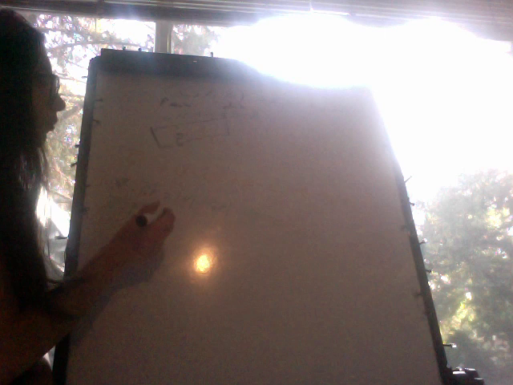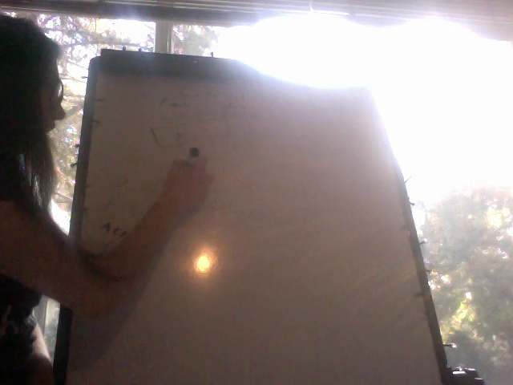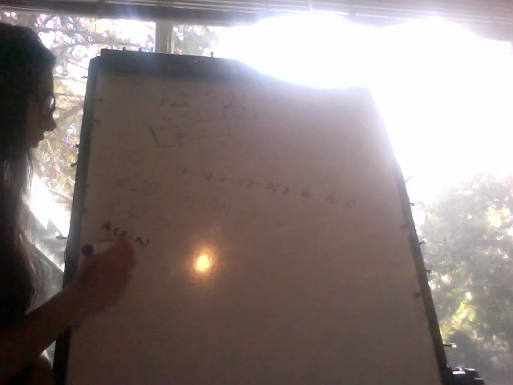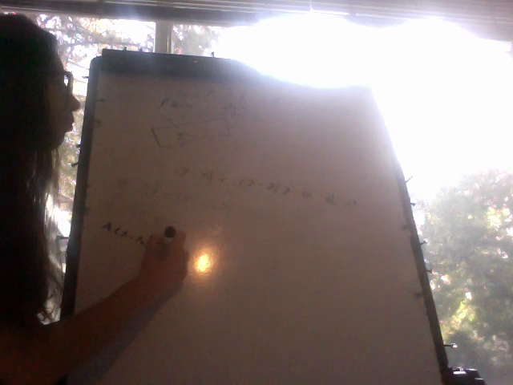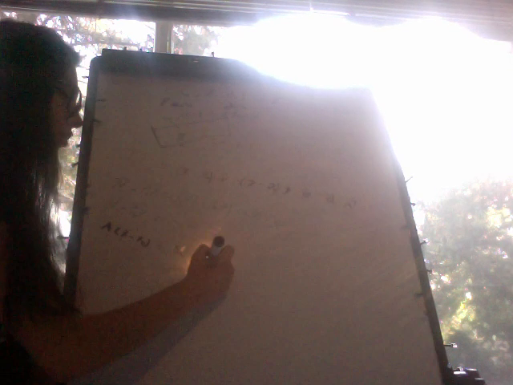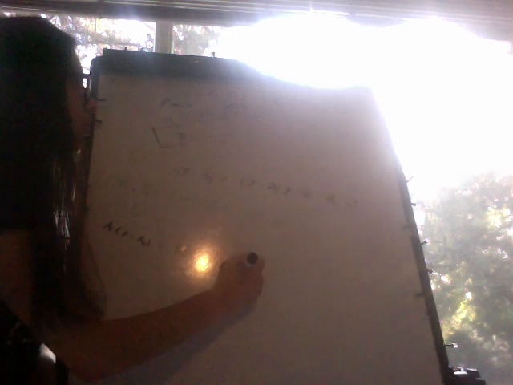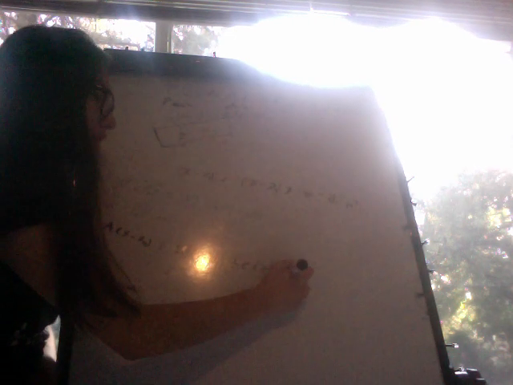So we have a times x minus x naught, plus b times y minus y naught, plus c times z minus z naught, equals 0.